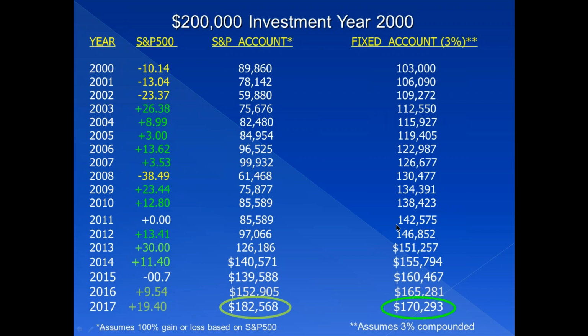Then we had some really good years, and the S&P account not only caught up to the fixed account, it passed it. So at the end of 2017, the $100,000 invested in the S&P account would be worth $182,000, December 31st, 2017. The 3% compounded just a little bit behind at $170,000. So you might make the assumption, well, they'd have been better off in the S&P.